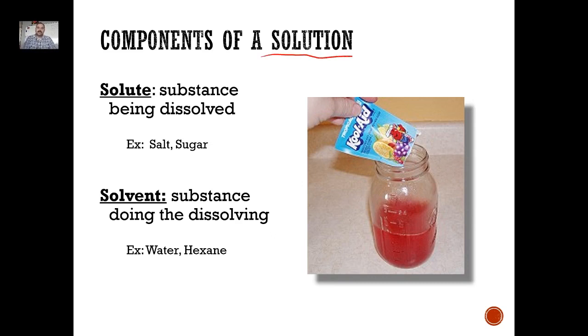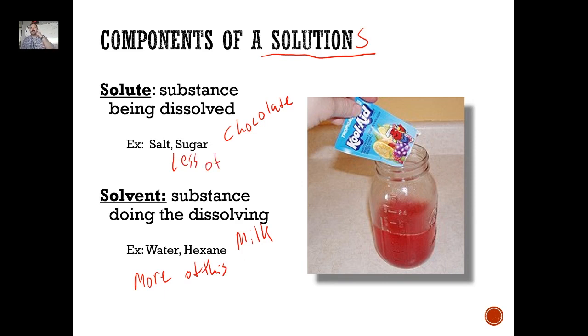So the name of today's unit is going to be solutions. And what is a solute? That's the substance being dissolved. What is a solvent? That's the substance doing the dissolving. So let's say we have chocolate milk. Chocolate's being dissolved, so chocolate would be up here. And then the milk is doing the dissolving, so the milk would be down here. Usually the solvent is going to be the one that there's more of, and the solute is going to be the one that there's less of.